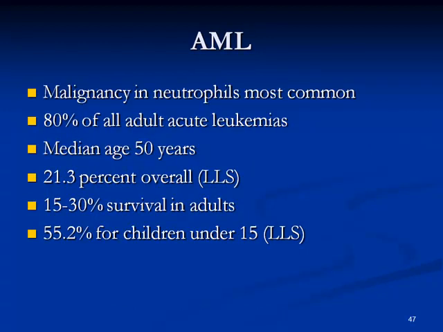Acute myelogenous leukemia then is an acute leukemia of the other family of white blood cells. Neutrophils are most commonly affected. This is 80% of all adult leukemias. So if adults get leukemia, it tends to be myelogenous. The median age is 50 years, and again, the survival is much better for kids than it is for adults.